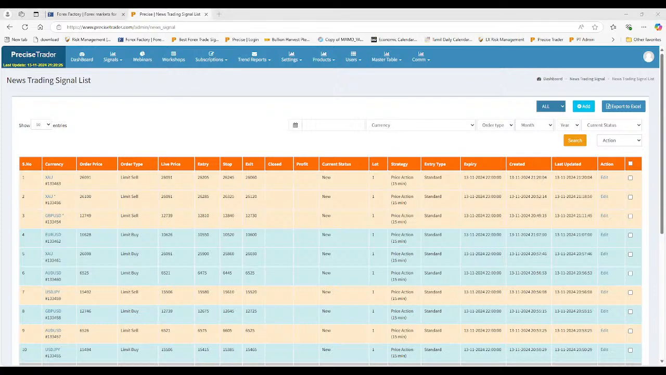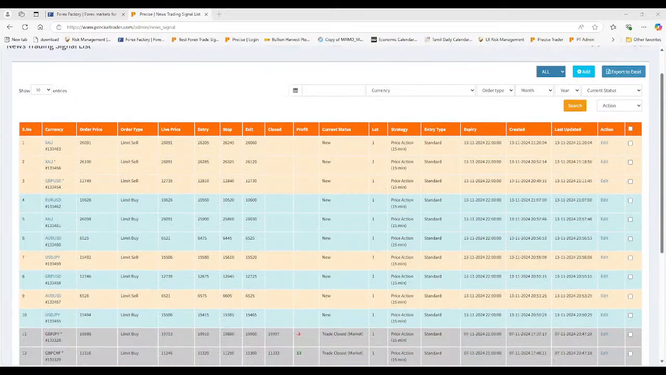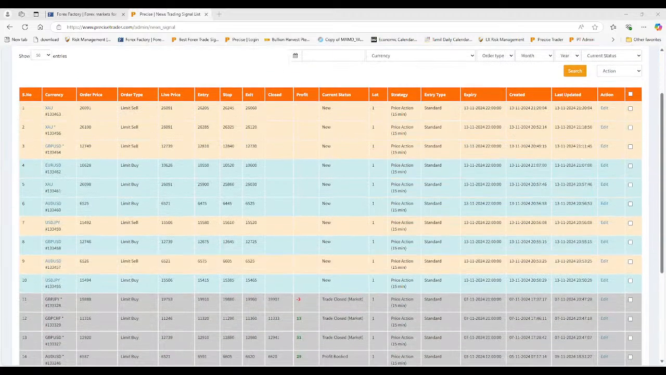Then the dollar yen. Okay, dollar yen, we are looking at an 85 pip drop. The dollar yen looks okay; just now it was pointing down, now it is already showing up.